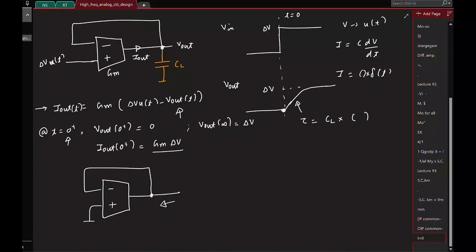So we can apply a test voltage here. Say I apply V test. What will be this voltage? That will also be V test. What will be the current flowing in this direction? Minus Gm V test. So the current flowing here is plus Gm V test. This current cannot flow here, right? So this is plus Gm Vt. So what is the impedance now? 1 by Gm. So I'll say the impedance is R out.